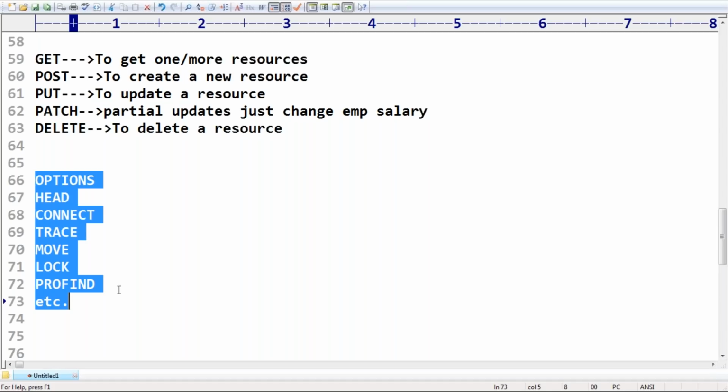Sir, partial updation and full updation. Suppose there is an employee, and for the employee I want to update almost 10 fields. It is a major updation, so it is better to go for the put method. Sir, if I want to update only one or two properties, then it is better to go for patch. Patch means just one or two, a small updation.